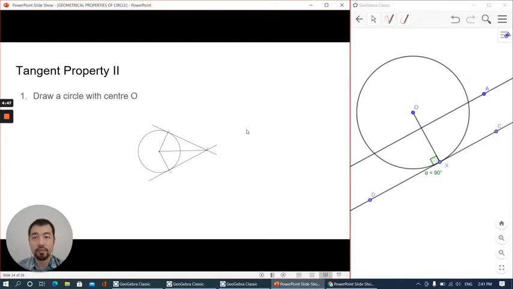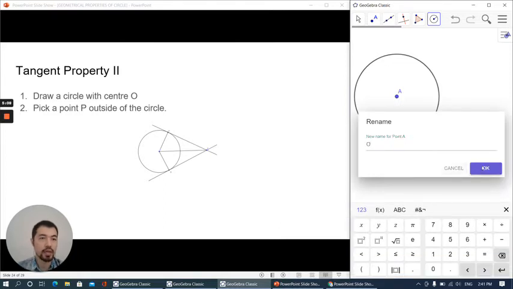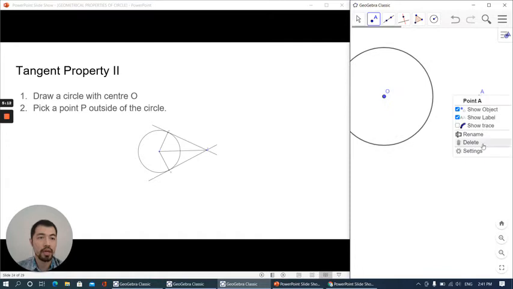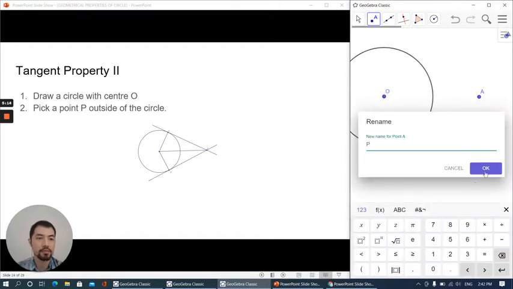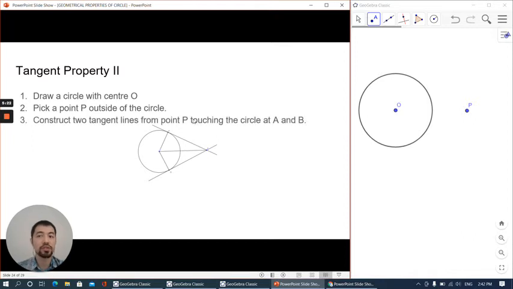Now, the second property of tangent will be drawing a circle with center O, and then picking a point P outside of the circle. Let's walk through this. So I have a circle with center O, and then draw a point P outside. And then we want to construct two tangent lines from P touching the circle at A and B.